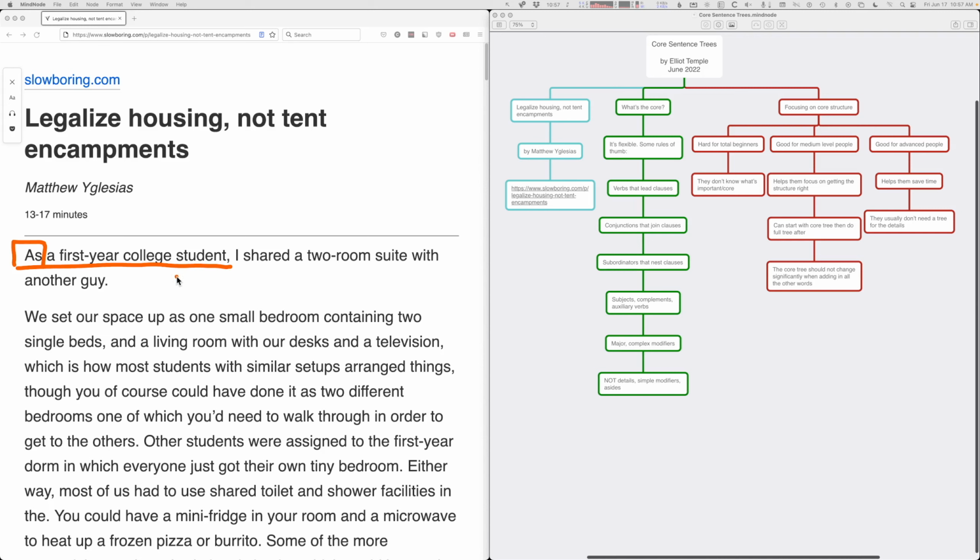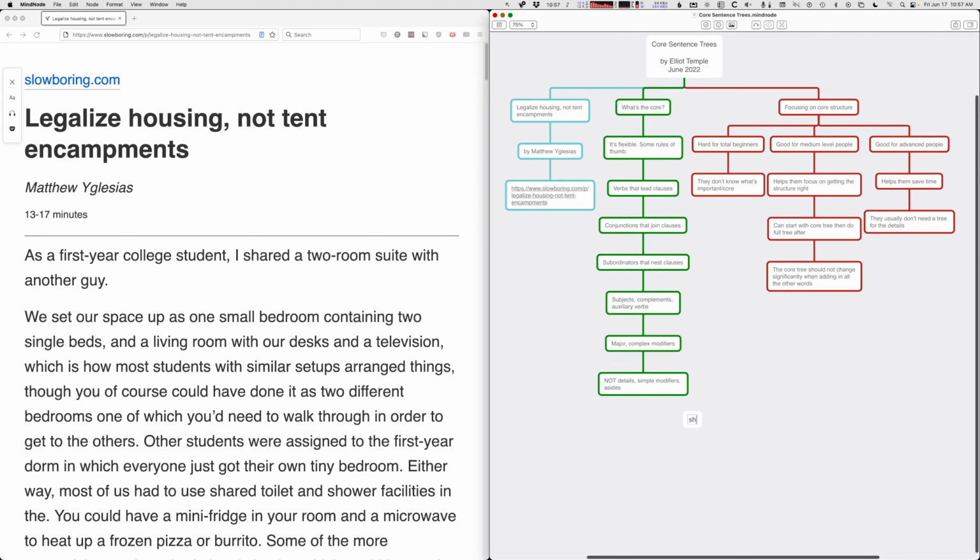But we can't start with it because it is a modifier. So where is the subject? Where's the verb? I shared. Pretty simple. And then what was shared? A suite. And with another guy is a modifier. It looks simple enough that I'm going to ignore it. And a and 2-room are modifiers on suite, telling us about the type of suite. So I'll ignore them as well.